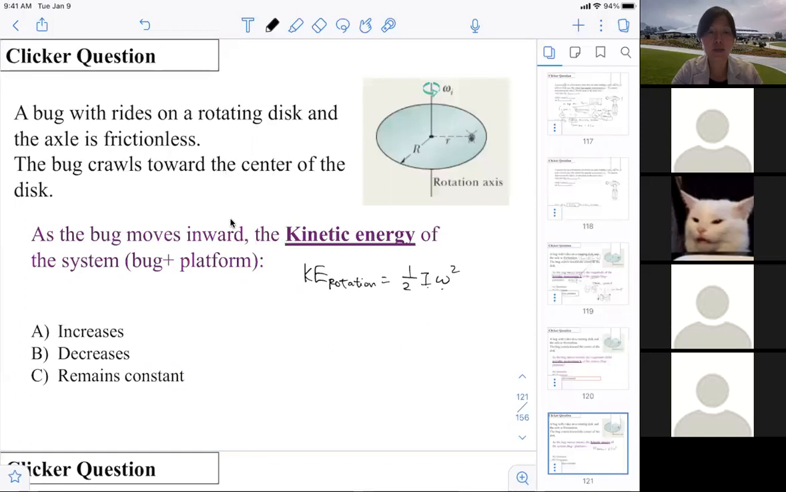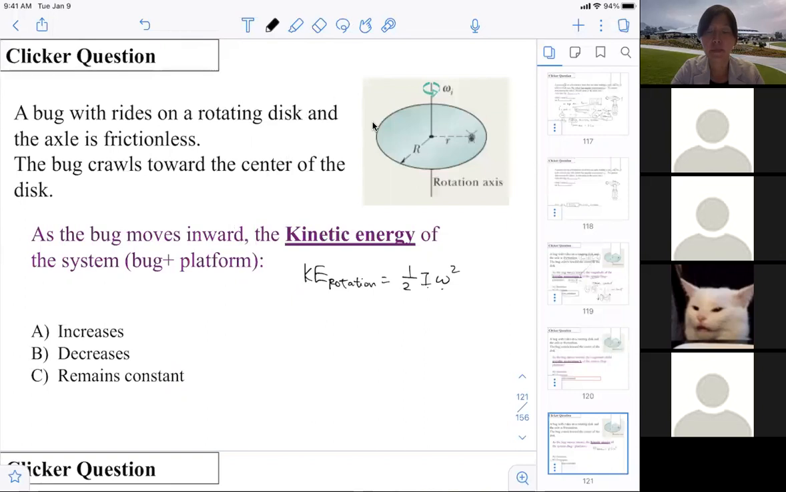What do you think about the kinetic energy of the system? Does it increase or decrease? Or does that remain constant? I'm not too confident with my answer, but the way I'm thinking about it is similar to the ice skater. If they bring their arms closer, they spin a lot faster, and I think that would increase the kinetic energy.